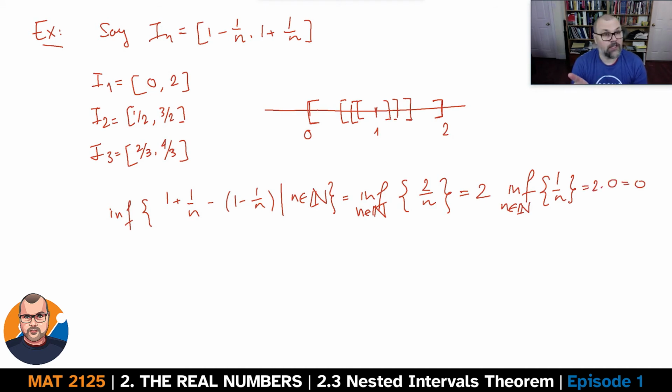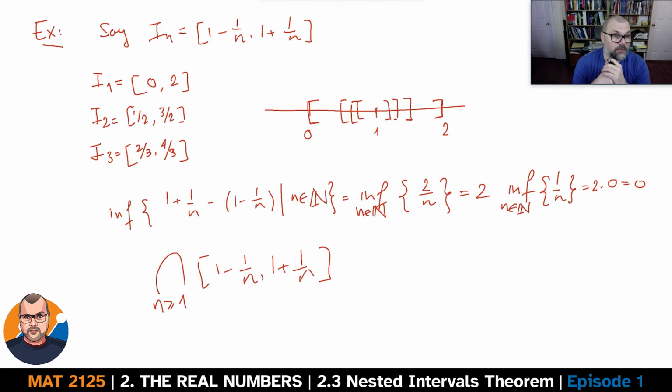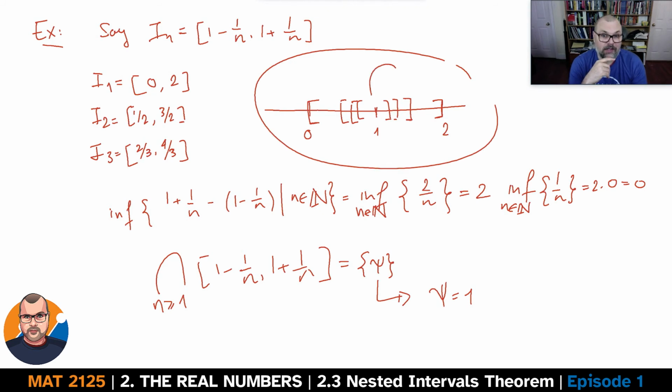So here, the infimum of the length is 0, so that in fact, the intersection of the nested intervals is actually a single point, not a closed interval. I mean, yes, a single point is a closed interval, but specifically it's an interval that only contains one point. And you can probably guess what that psi would be just by looking at the picture here. It's very likely that this psi is 1.